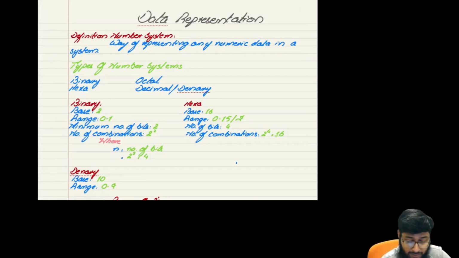So here we are with the first topic for GCSE and IGCSE, that is data representation. Now first of all we need to understand what data representation is. Data representation is something that happens whenever we are going to represent any sort of data in our system.